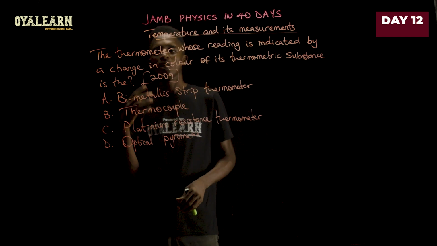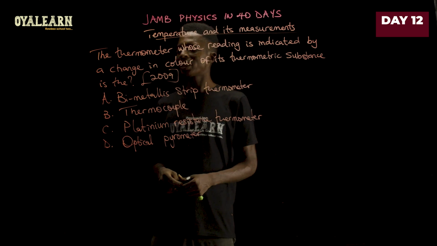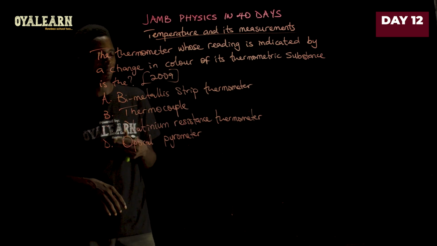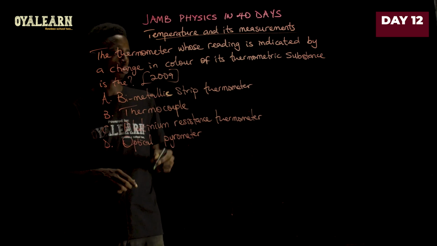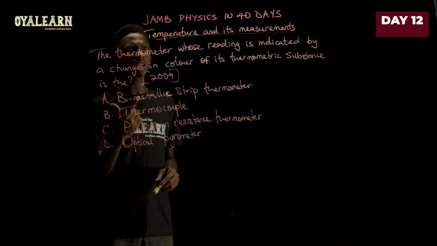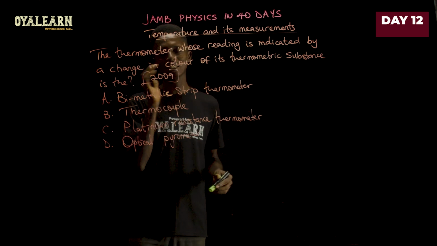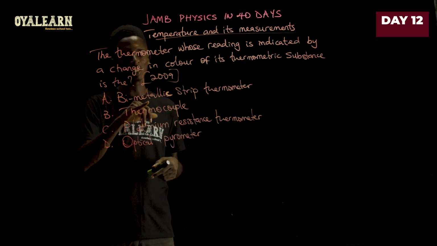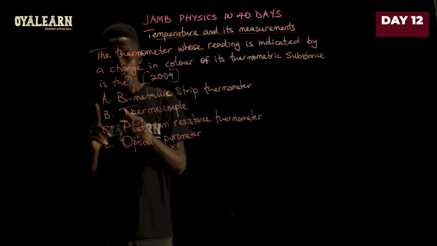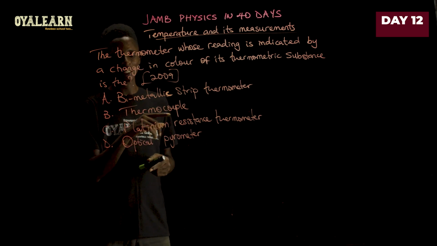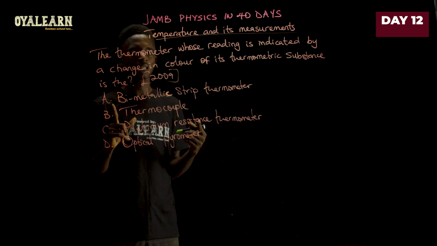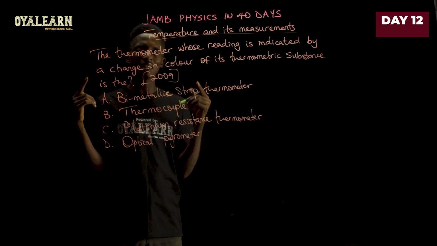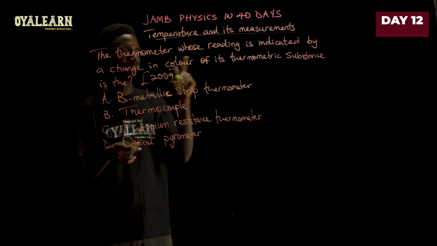In this question, we are asked, the thermometer whose reading is indicated by a change in color of its thermometric substance is the, now the first one we have is bimetallic, this is C, so bimetallic strip thermometer. Now this one tells temperature due to thermal expansion of its metallic strips, right? So based on the way it expands in relation to temperature is how it's able to tell temperature change. So it has nothing to do with colors. Now for B, we have thermocouple. In this case, it is considering the voltage differences between the wires that are used for the couple. It measures the change in the potential difference at both ends to tell temperature.